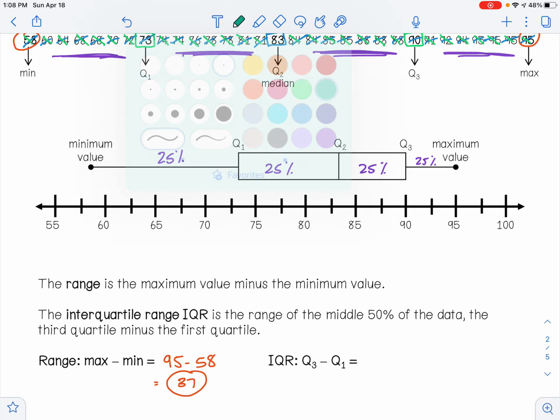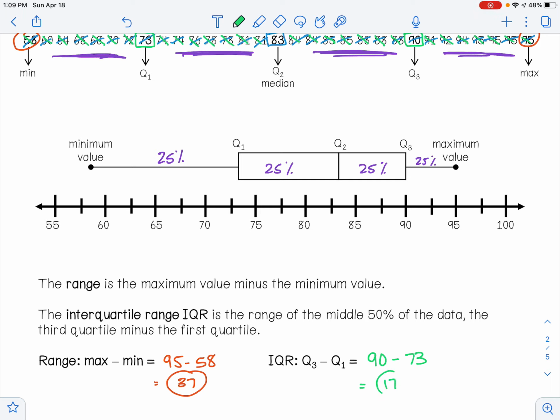The IQR is the interquartile range, and that's Q3 minus Q1. We found Q3 to be 90 and Q1 to be 73. 90 minus 73 is 17. The interquartile range, also known as the IQR, is the range of the middle 50%. So that's represented by this box here. And so this represents how far spread out the data is between Q1 and Q3.